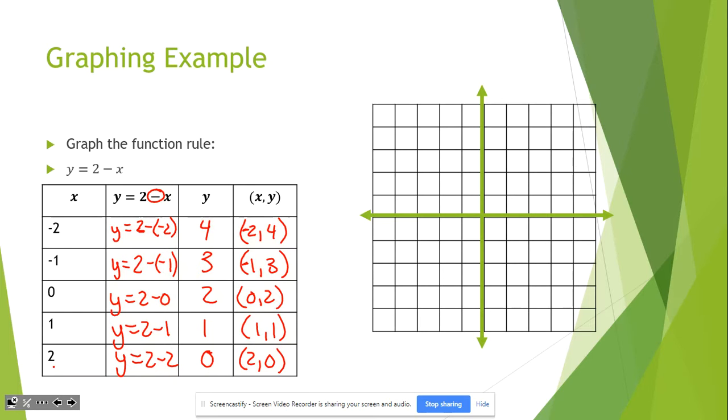Now that I have my 5 points, I want to plot these on my graph. Now, notice I have my axes already drawn for me. I want to label my axes as X and Y, and I want to put some units in each direction. In your notes, you should be sketching this graph.